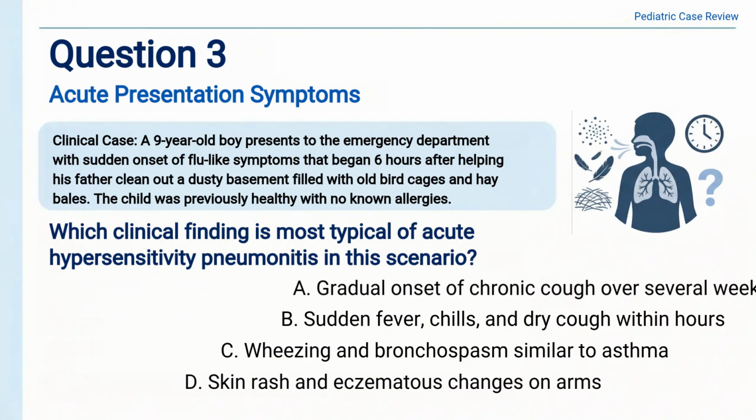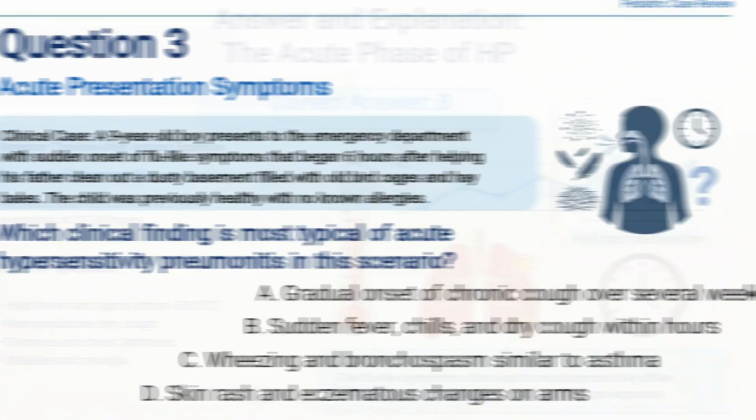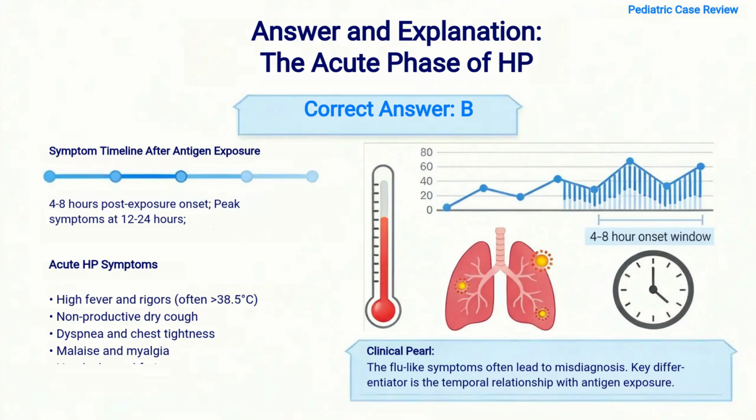Option A, gradual onset of chronic cough over several weeks. Option B, sudden fever, chills, and dry cough within hours. Option C, wheezing and bronchospasms similar to asthma. Option D, skin rash and eczematous changes on arms. The correct answer is option B, sudden fever, chills, and dry cough within hours.